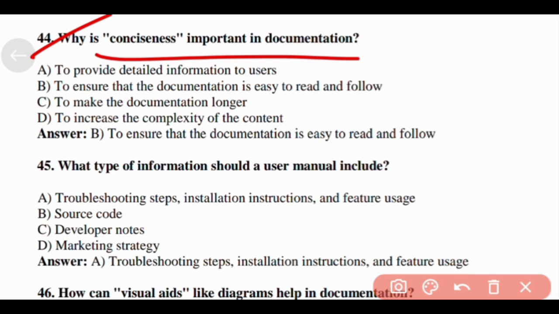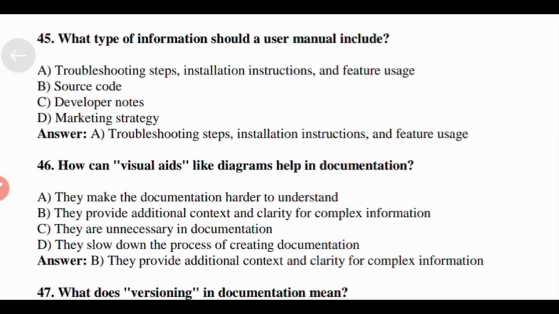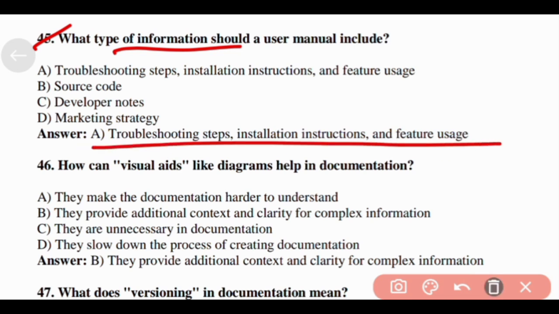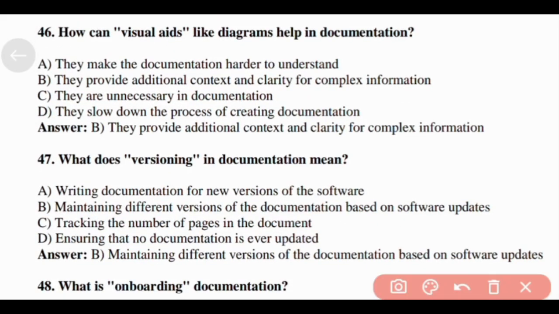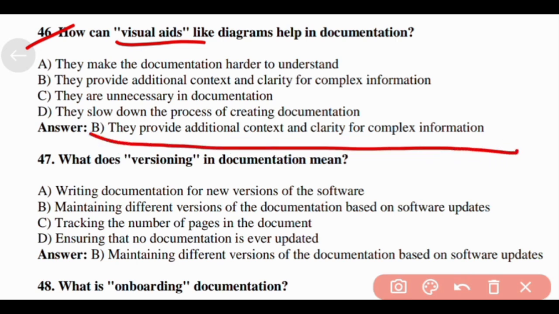Why is conciseness important in documentation? To ensure that the documentation is easy to read and follow. What type of information should a user manual include? Troubleshooting steps, installation instructions, and feature usage. How can visual aids like diagrams help in documentation? They provide additional context and clarity for complex information.